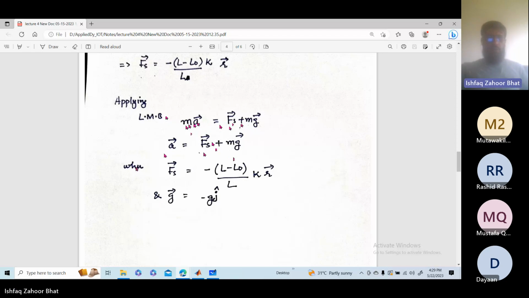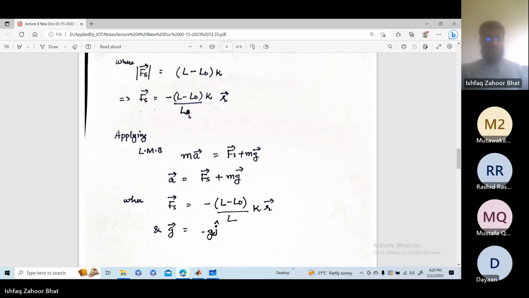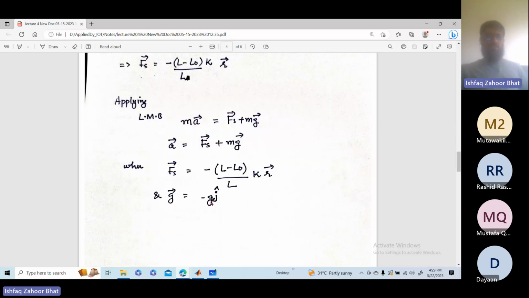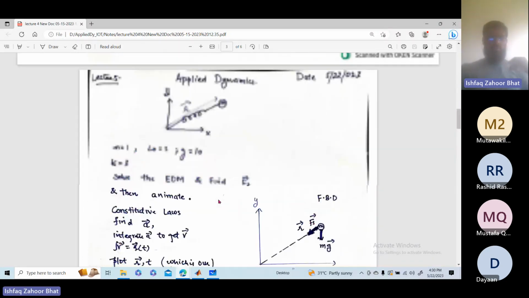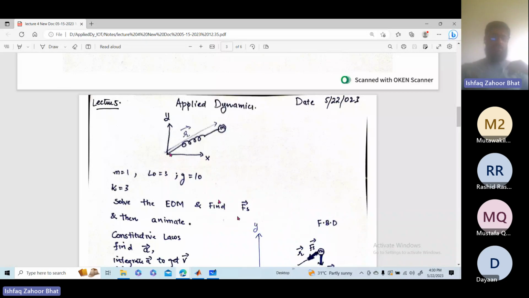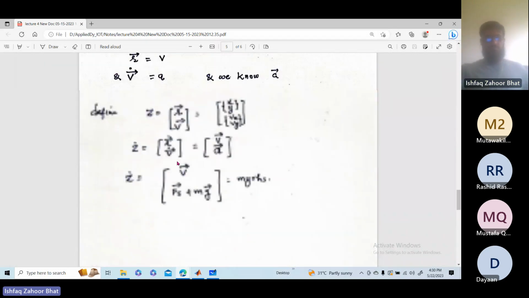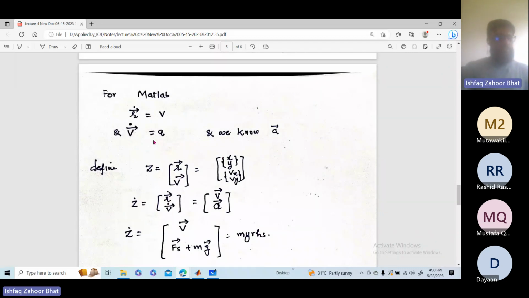Okay. So going further, we can say that Fs, we already have calculated as minus L naught upon L K R. And g is nothing but minus gj, where g is 10. This g is simply a constant representing the value of 10. And j is a unit vector which is pointing in the y direction. So our gravitation is acting along the minus y direction, so I have used it as minus j. And now how we will use this in MATLAB.